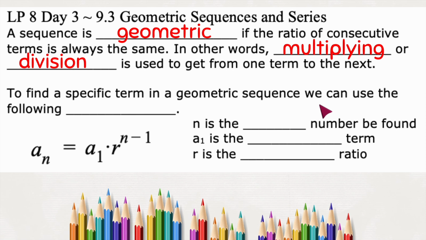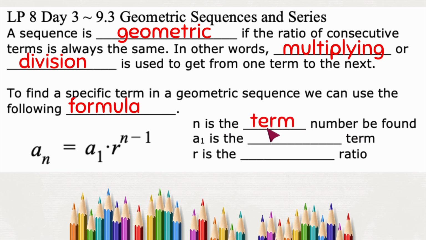So to find a specific term in a geometric sequence, we can use the following formula. We have a_n, the nth term, which is just the term number we're choosing, equals a_1, the first term, times the common ratio, that's r, raised to the n minus 1, the term number minus 1.